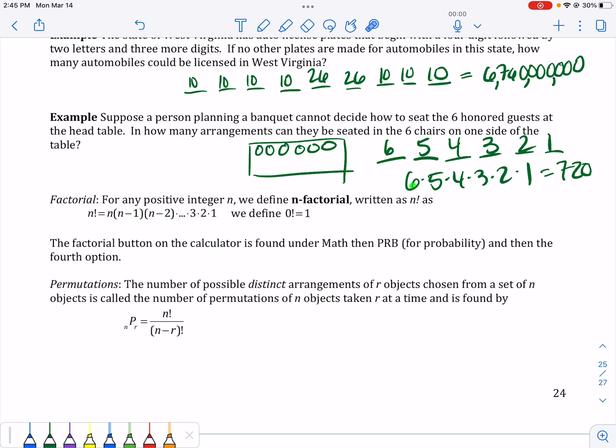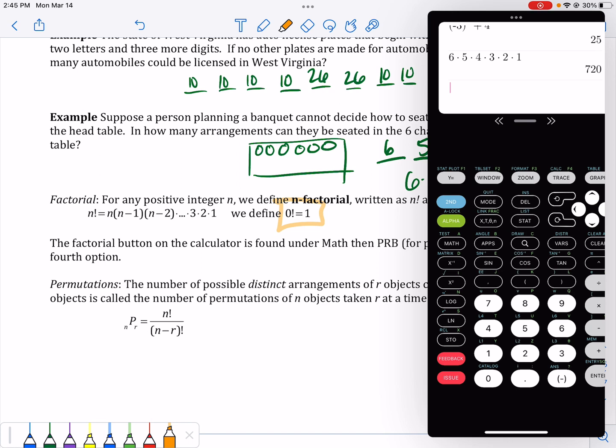So 6, 1 less than 6 is 5, 1 less than 5 is 4, 1 less than 4 is 3. Or you can think 6, 1 less than is 5, 2 less than 6 is 4, 3 less than 6 is 3, 4 less than 6 is 2, 5 less than 6 is 1, and we only go all the way down to 1, so we don't need to multiply by 0. And then we have this important fact that you need to know: 0 factorial is the same thing as 1. We have a button on our calculator because it's really annoying to type 6 times 5 times 4 times 3 times 2 times 1.